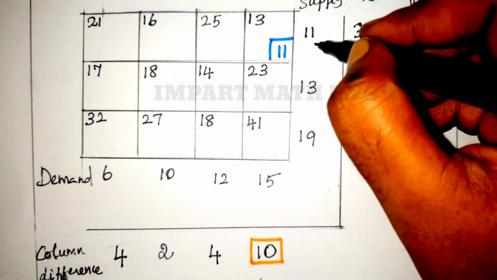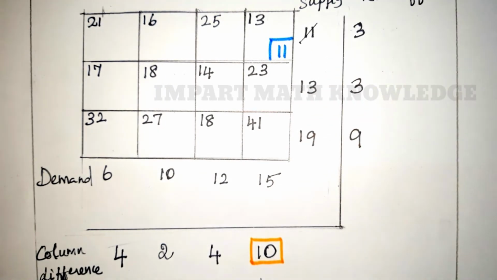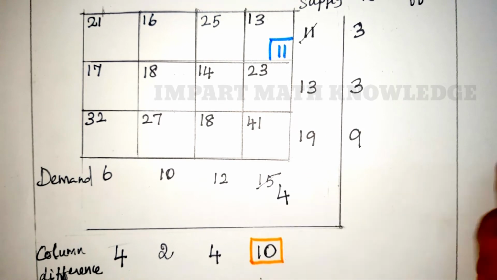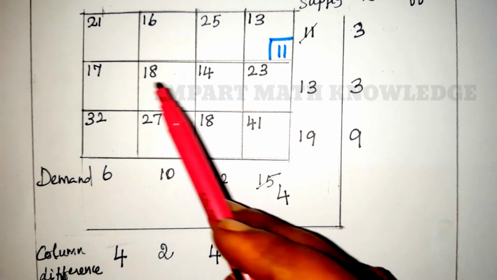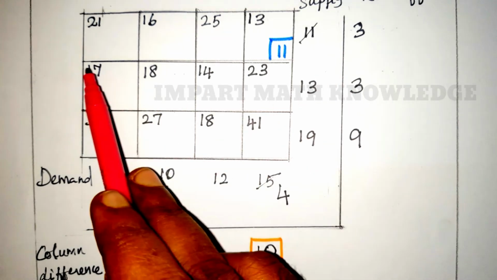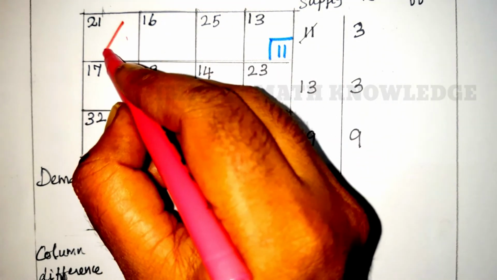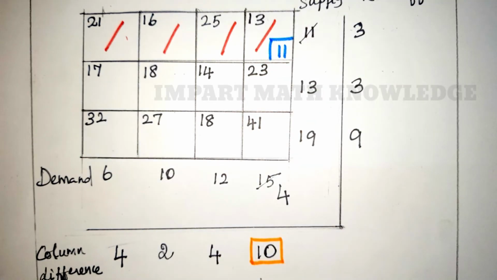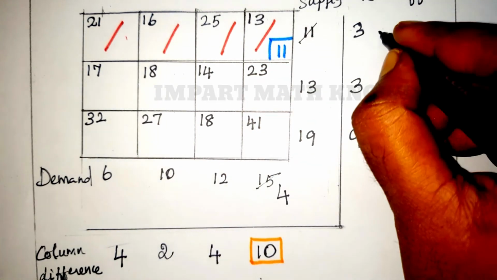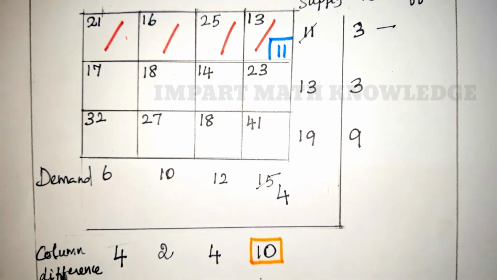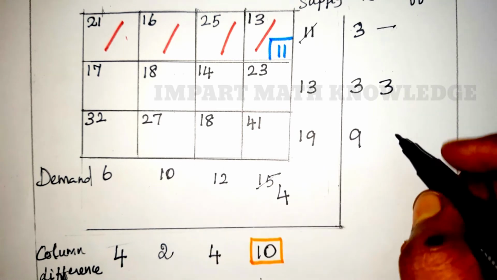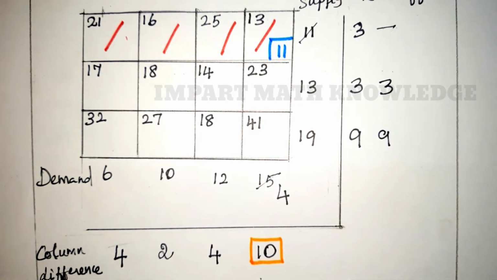Once I allocate, I strike out the satisfied value. Here the remainder is 4. Here supply is satisfied, so you have to cross out the row. In the remaining, you have to take the difference. First row is satisfied, you put a dash like this. The second row, no change, you write 3 as it is. Third row, no change, you write as it is.